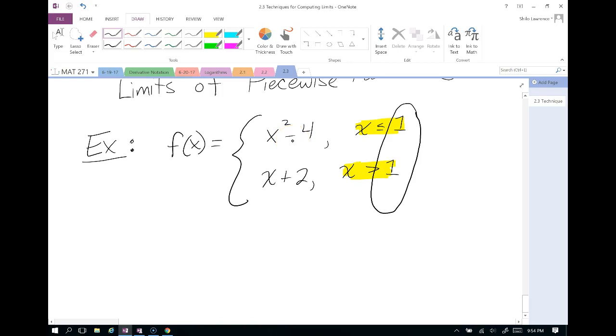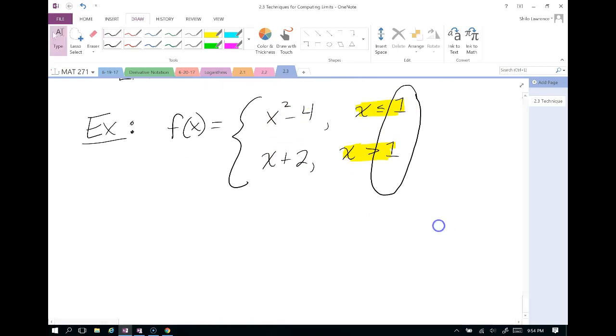x squared minus 4 is a parabola, and a parabola is a nice, smooth, continuous function. And we said earlier, when we're working with continuous functions, direct substitution is going to work just fine. x plus 2 is a linear function, which again is a nice, smooth, continuous function, so direct substitution is going to work just fine. The only issue we're going to come across is at x equals 1 when we switch from one function to the other. But just for an example, we're going to look at a bunch of different limits. So the limit as x approaches 0 for f of x.